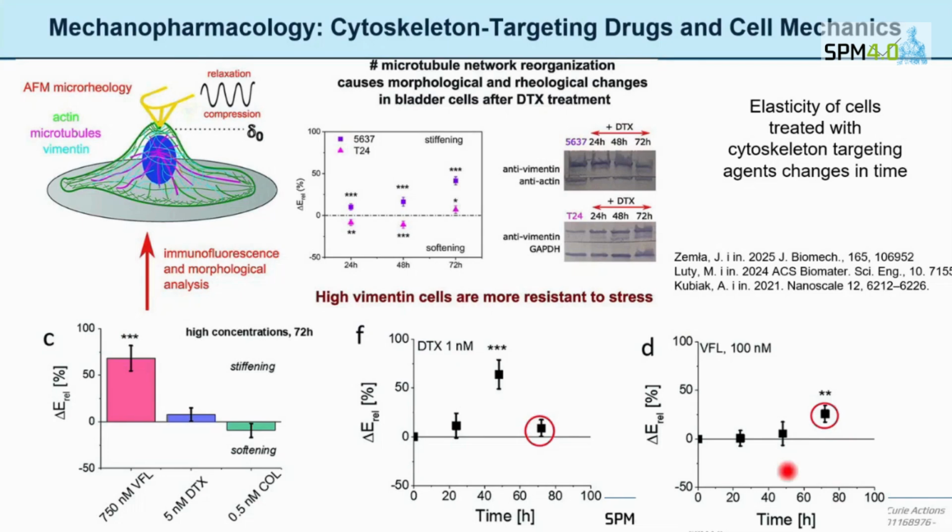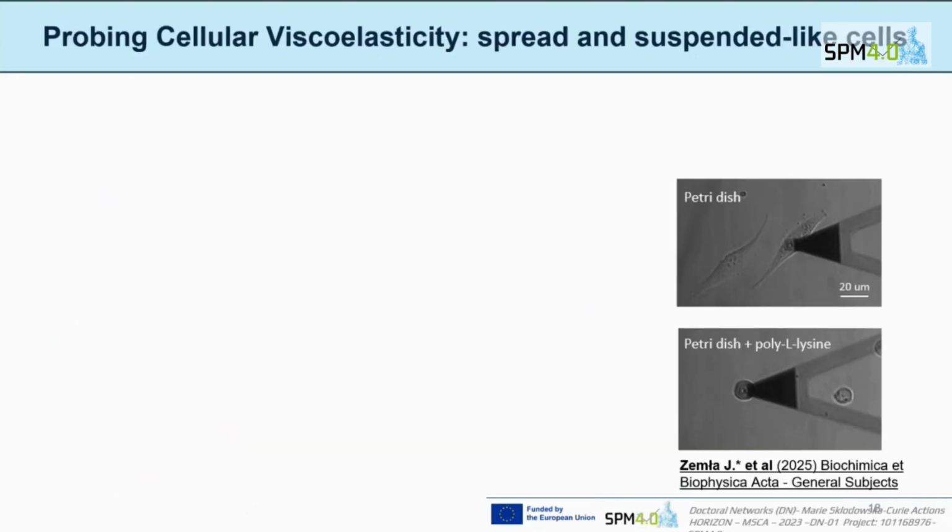Other drugs were tested on pancreatic cancer cells, and as you can see, depending on the concentration and the exposition time, we observe changes in mechanical properties. This can be relevant with respect to the development of resistance of cancer cells to treatment.